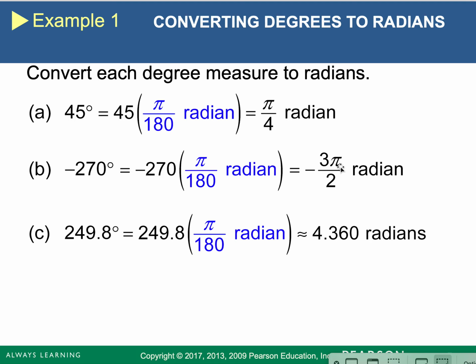We're not multiplying by pi. We're not multiplying by 3.14. Again, if I have 249.8, this is the case because we already have a decimal.